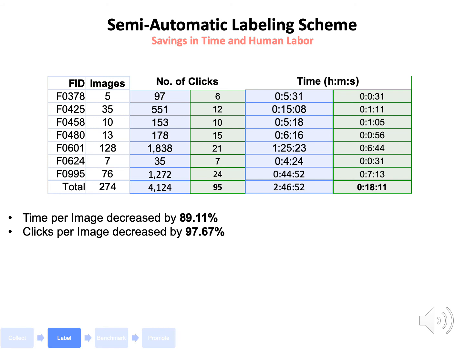So how much time do we save doing this as opposed to having a human sit back and click away? Time per image decreased by about 89%, and clicks per image, which is the number of either keyboard or mouse inputs, decreased by 97.67% per image. We took 7 sample families and compared the two. Doing it entirely manually, without the semi-automatic process, took almost 3 hours, whereas using this, it took less than 20 minutes. And this is only 7 families of 1,000, so you can imagine that would scale up quite a bit. The number of clicks went from over 4,000 to under 100. So great savings was had by this.